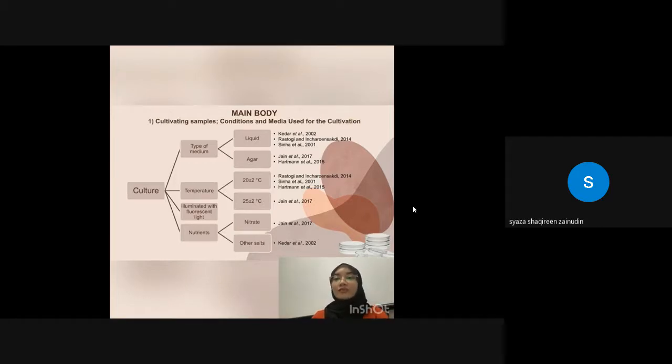And all of the previous studies placed their cultures in a culture room at a temperature ranging from 20 to 25 degrees Celsius and illuminated their cultures with cool white fluorescent light. And some studies, for example Jain et al. and Geda et al., had supplemented their medium with nutrients and other salts.